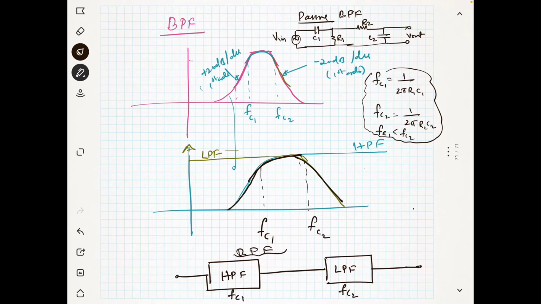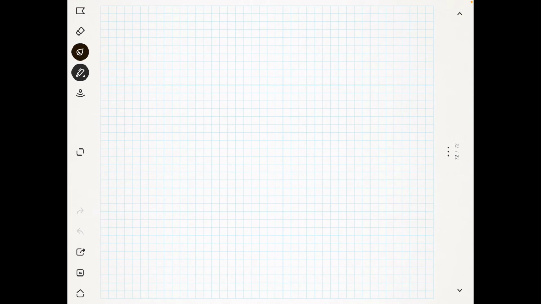So here you have to note that your FC1 for the high pass filter is less than FC2 for the low pass filter. Then it becomes a band pass filter. Okay, this is a passive filter. We will talk about the active filter later. Now you have one more filter. It is the band reject filter.